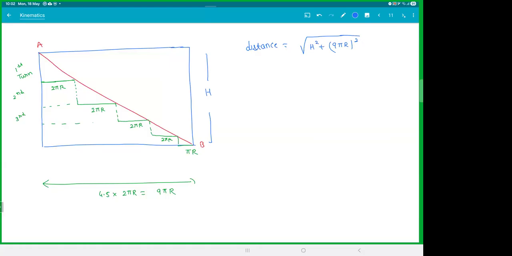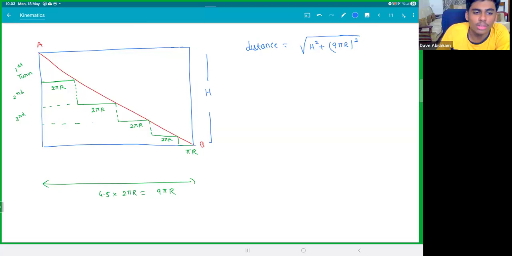Any doubts on this? Please ask me, everyone. Understood how I made a rectangle? And why is the base 9 pi r? Everyone convinced with that? Rohit? Shlok? Yukti? Convinced? Ananya? Dave? Dave? Sure? Hello, Dave? Able to hear me? Yes, sir, I'm able to hear you. Yeah, clear, na?